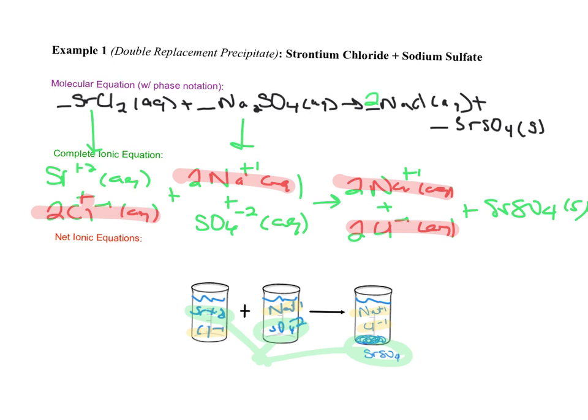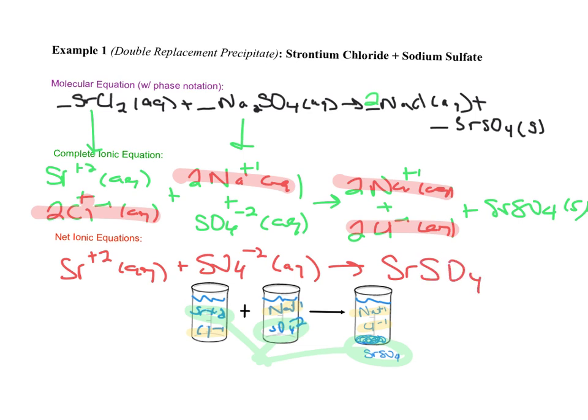So what's left is I have a strontium ion, that was aqueous, plus a sulfate ion, that was aqueous, came together and formed strontium sulfate, that's a solid. So even though all these ions are going on, the only thing that changed was aqueous strontium and aqueous sulfate came together to form a solid strontium sulfate. This is a double replacement where a solid precipitate was formed.